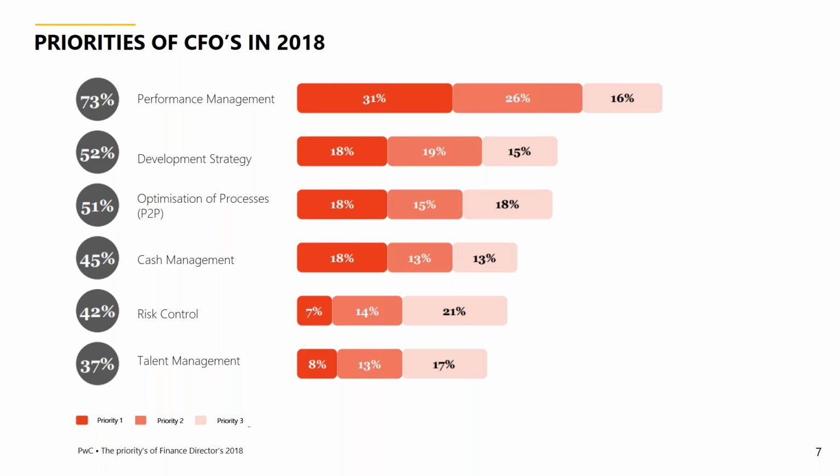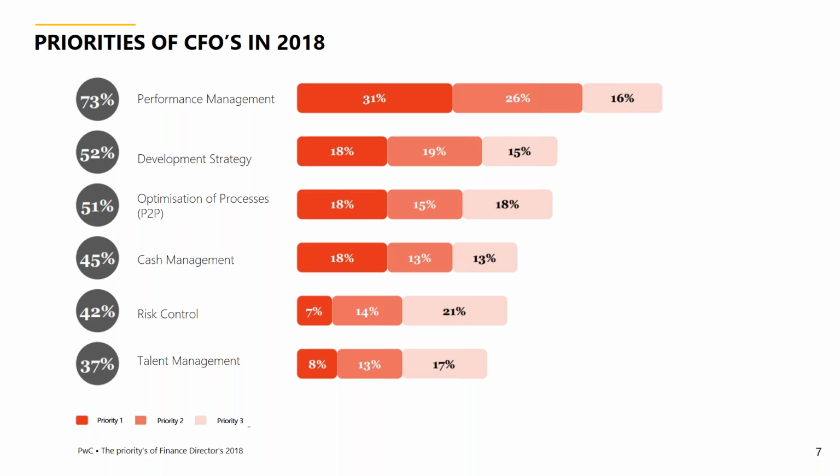The results are split down into priority one, priority two, and priority three, demonstrating the different colors that are represented up there. And the top one up there, which represents 73% of the CFO's priority, split into the different areas, is really to reflect the increased need for these departments to provide even more value to the business and the business units than they have been able to achieve.